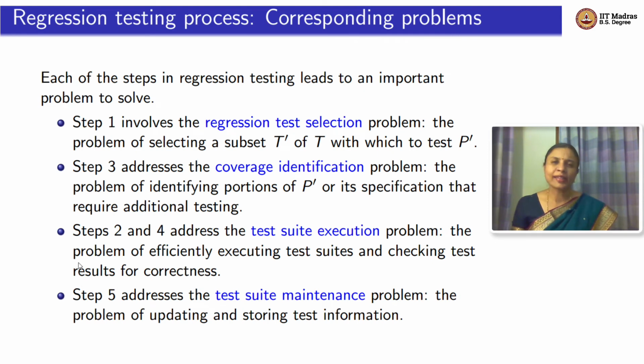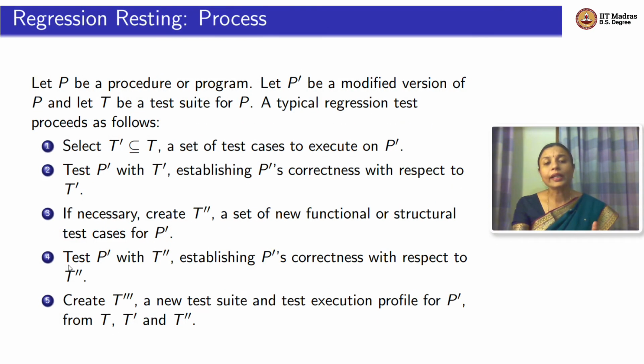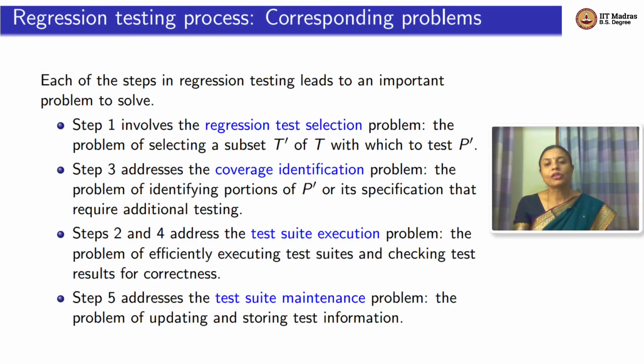That will involve execution, so you can use a test automation tool. It could be JUnit. It could be any other regression testing tool. So you need an automation tool to execute that. Then finally, for further use in the future, step 5 says create a new subset T triple prime, which baselines a set of test cases from T prime and T double prime. So that is the test suite maintenance problem.